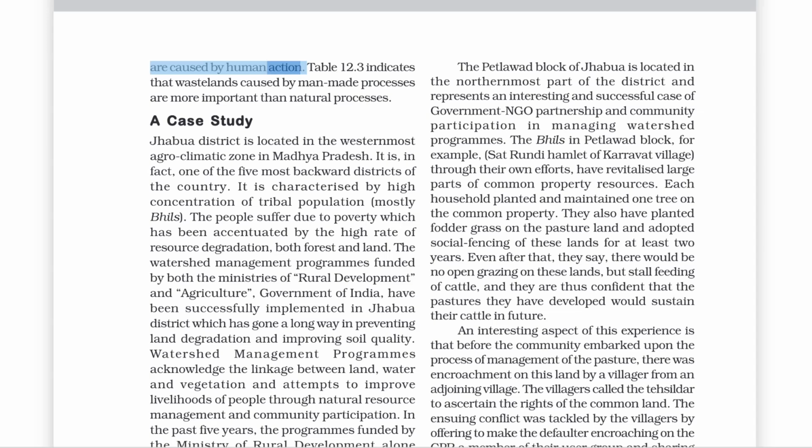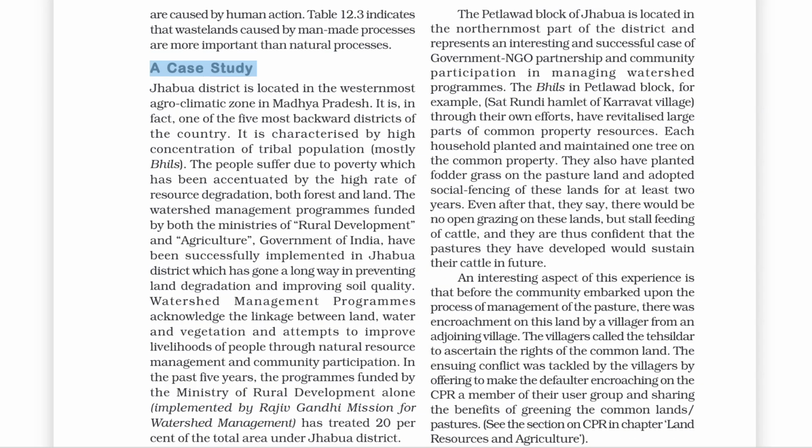Are caused by human action. Table 12.3 indicates that wastelands caused by man-made processes are more important than natural processes. A case study.